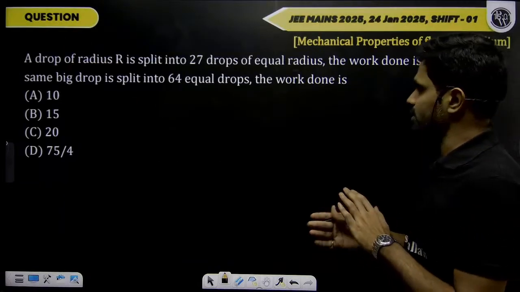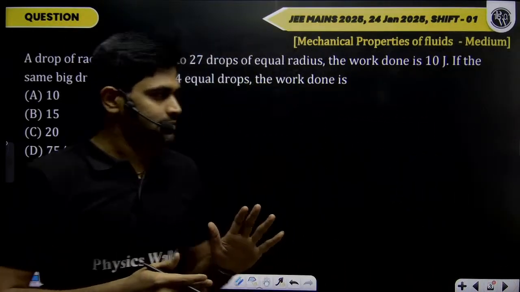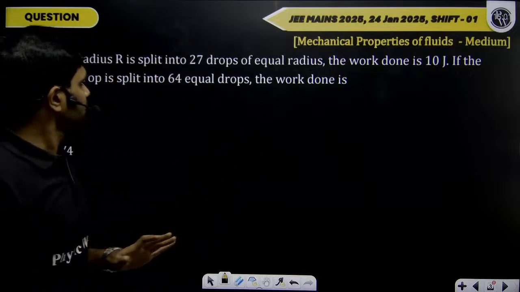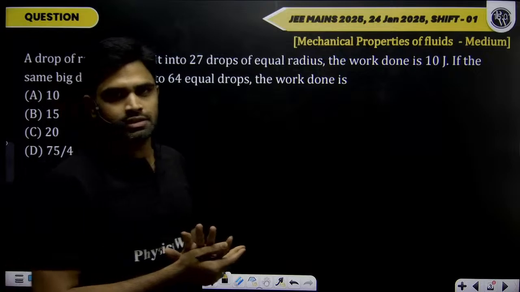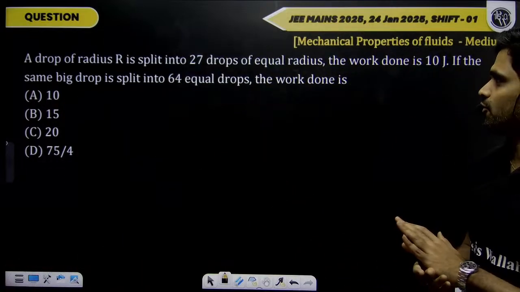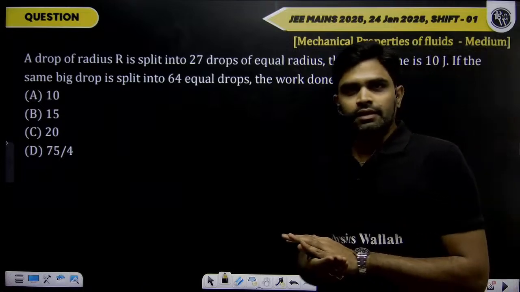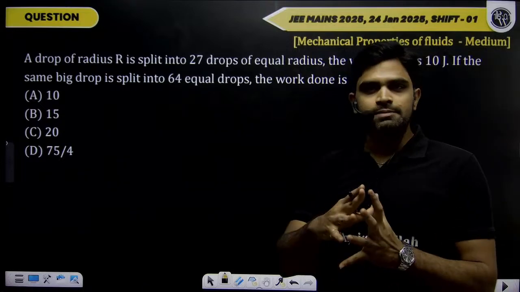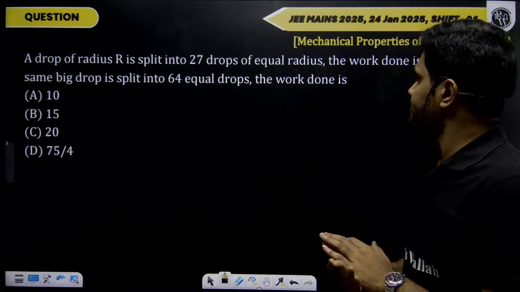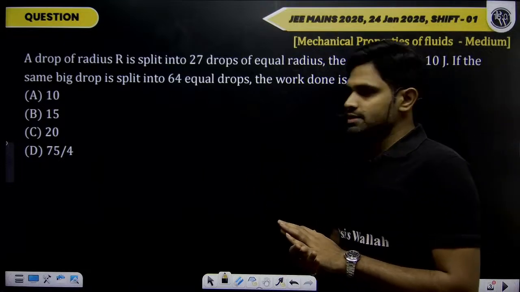So let us come to the first question. This question has been repeated multiple times, if you have seen the previous year questions. This is a surface tension question about the energy of a drop when a drop is split into multiple small droplets; we are trying to find the energy. So let us solve this question.